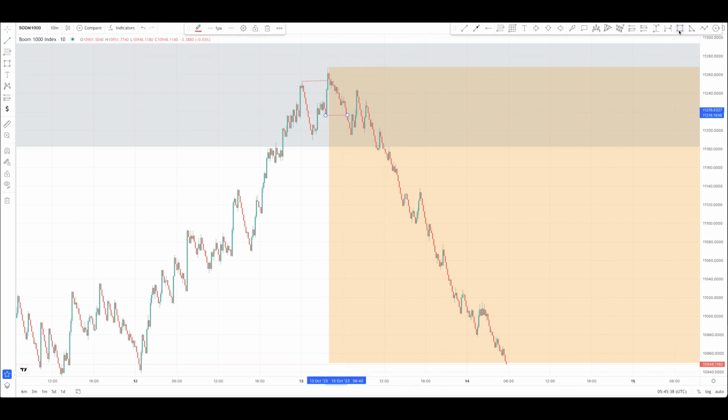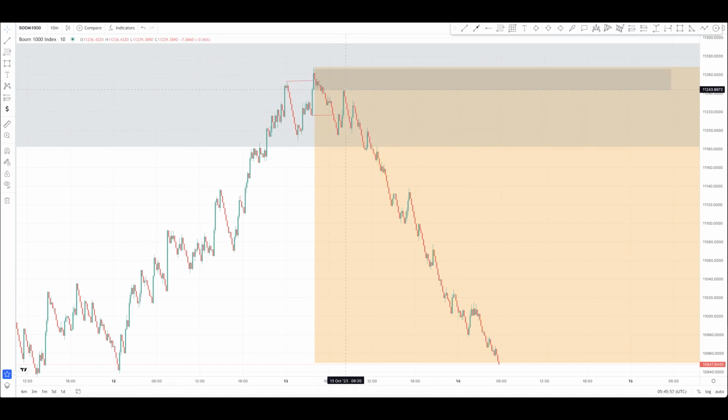I just draw my supply zone using this candlestick. You know, it's always the last candlestick before the move. So I just draw my supply zone. I don't really do much, I just look for confirmation. Now after I drew my supply zone, you can see that price came back and tested that supply zone.